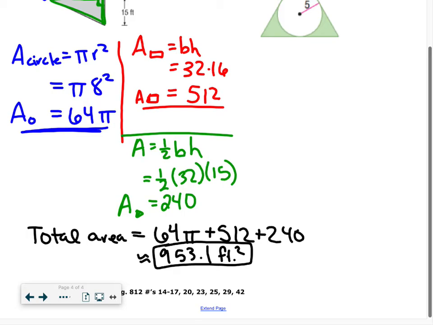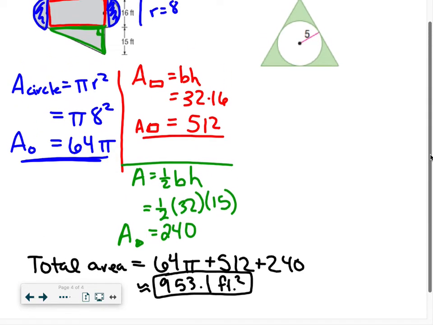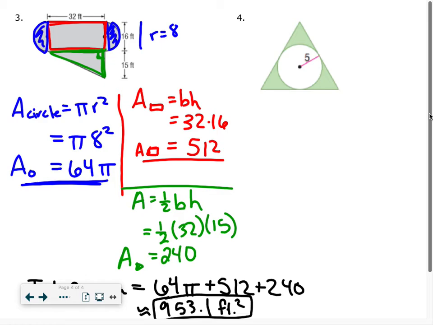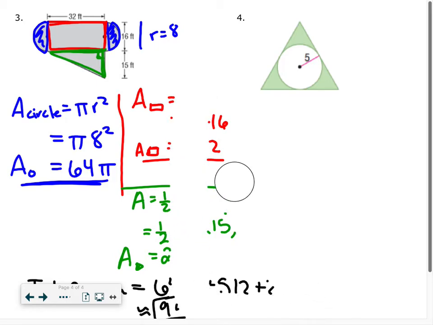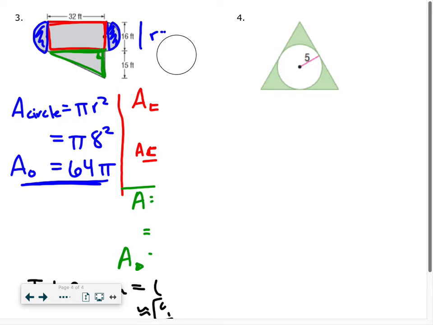And the last one here, I'm seeing 2 shapes. I'm seeing a circle and an equilateral triangle. I'm going to give myself a little bit more space. I'm going to erase this part over here. Let's see what we can do with this problem. So I'm going to draw the radius in here as well.